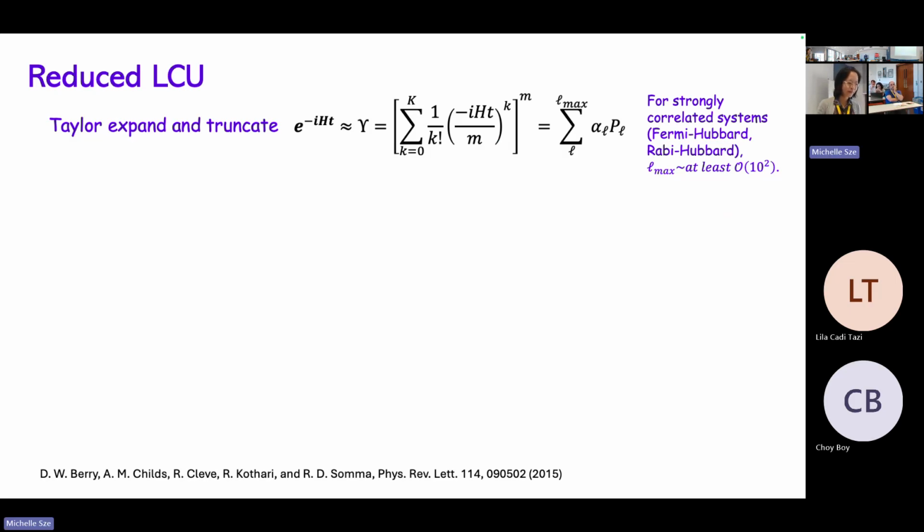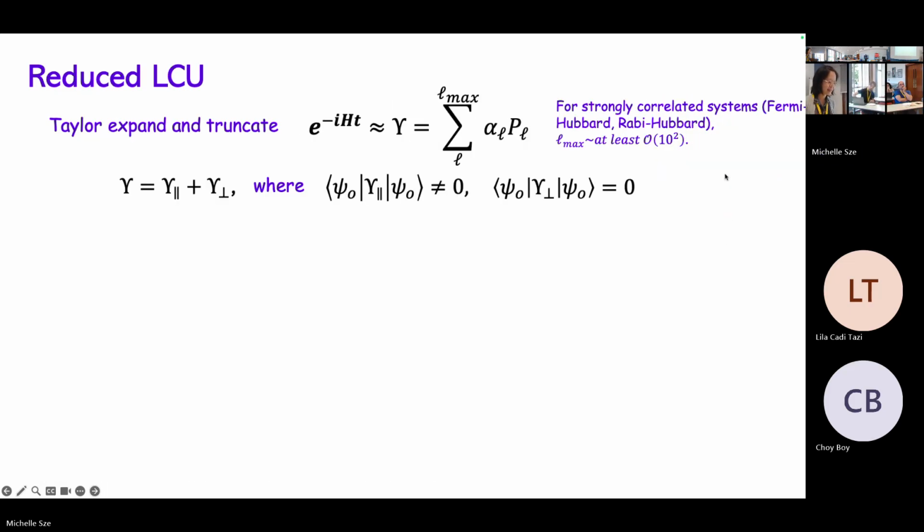Okay, assuming that we can classically expand this exponential of negative iHt, we then get this LCU. What we did was divide the resulting LCU into two groups. One group we call the parallel group, and the other one is the orthogonal group.